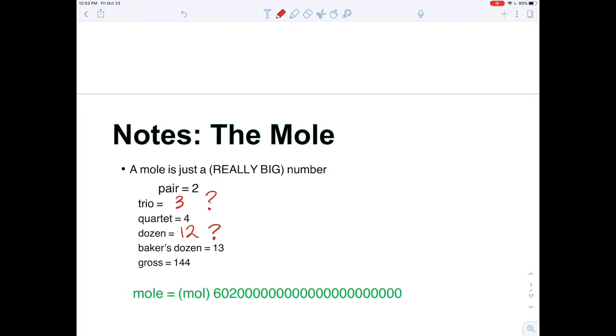12. A baker's dozen is 13. They give you an extra donut. And a gross is 144. The number for a mole is this giant number: 602 with 21 zeros behind it. Jeez, that's a huge number, more than billions and trillions.